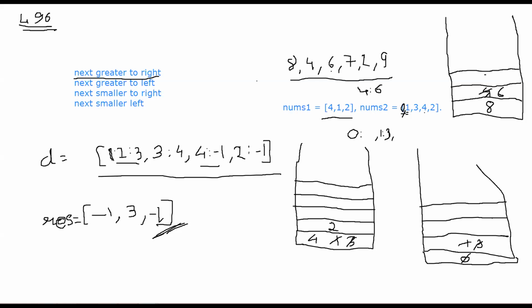Then 7 will be checked against the top of the stack. The top of the stack is 6, and 7 is greater than 6. So we'll pop this out. For 6, the answer will be 7.